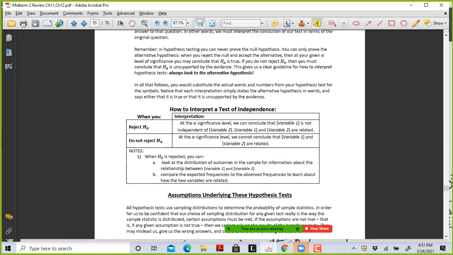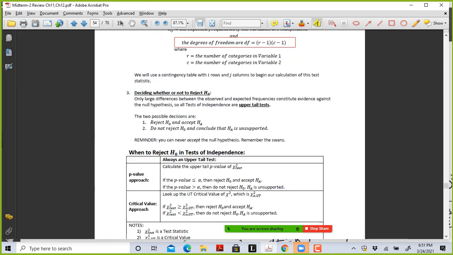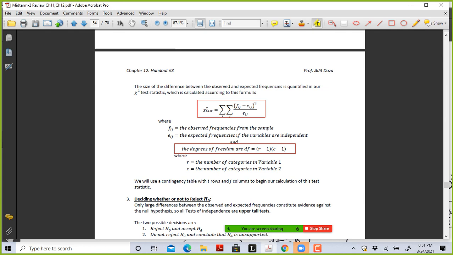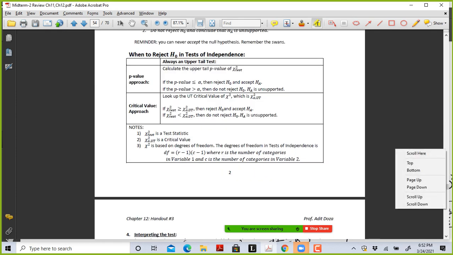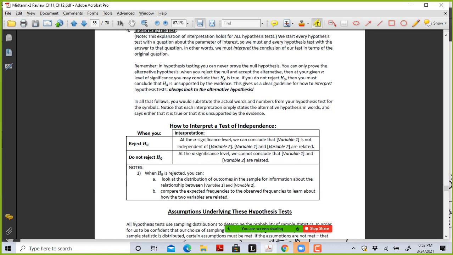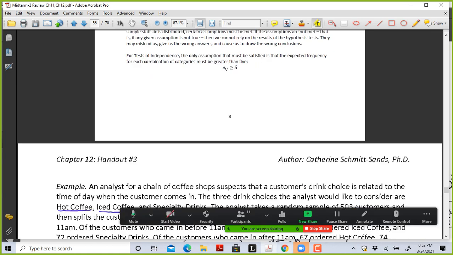Yeah, this problem we did in class, the test for independence. This is the formula which should be in your cheat sheet, the coffee example that I did in class. Here the degrees of freedom are a little bit different. Let's highlight this part too. Anyway, it's not getting highlighted, but it's okay. We will do the test for independence problem using these formulas. So let's do the coffee example.